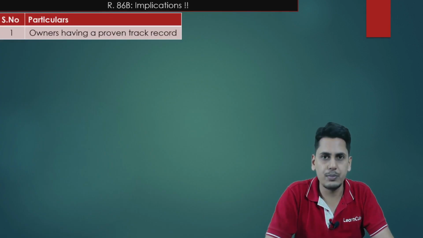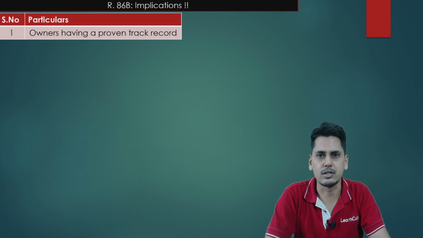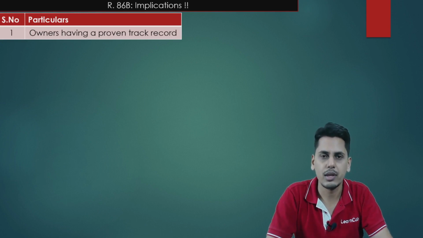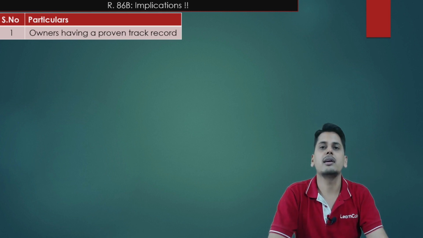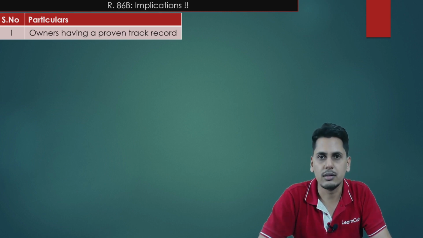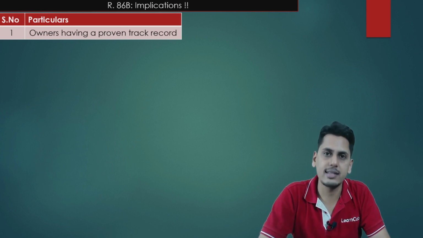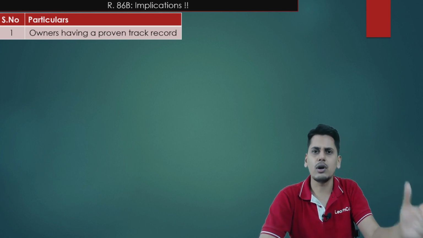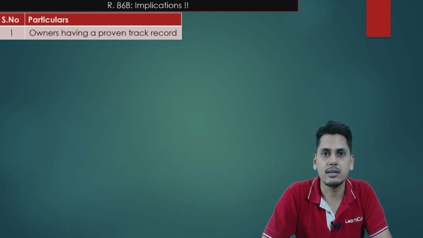Friends, we are into 86B. We have seen the base provisions. We have also discussed two relaxations, two exceptions to 86B. We move on further. Now friends, what is the reason behind introduction of Rule 86B? Friends, what was the reason behind introduction of Rule 86A? Input tax credit frauds. The quantum, the volume of input tax credit frauds were increasing.